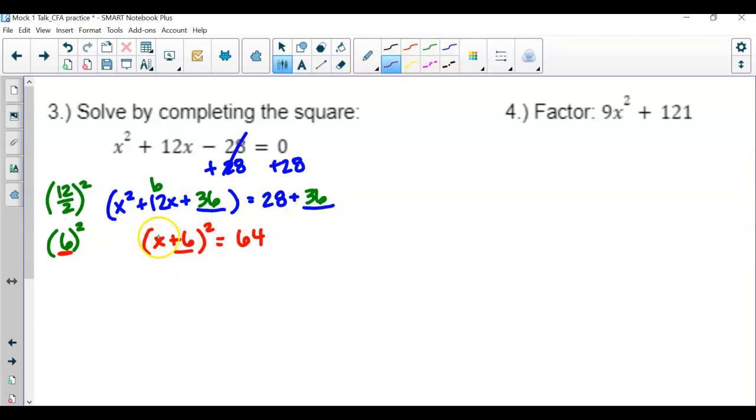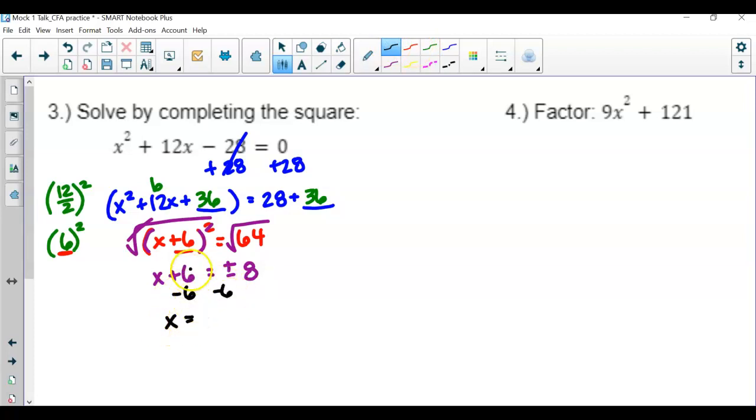Now I can solve. See how x plus 6 is the whole being raised to the second power. So I need to first take the square root before subtracting 6. So when you take the square root, their inverses cancel out, and x plus 6 is equal to plus and minus 8. So the square root of 64 is plus or minus 8. Now we can continue solving and subtract 6 from both sides.